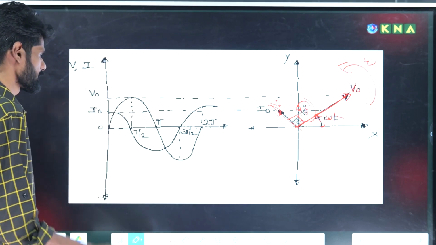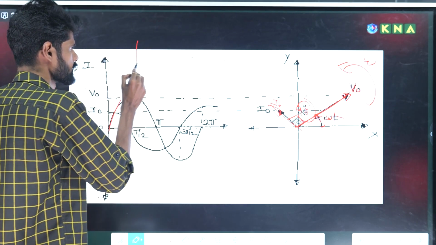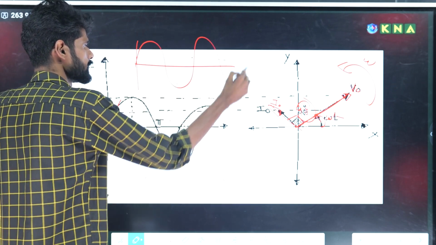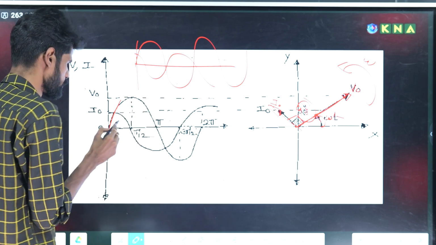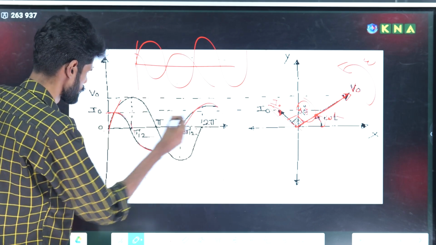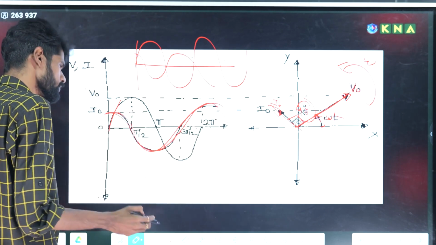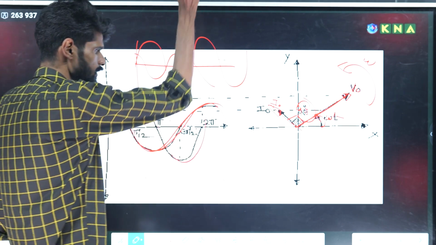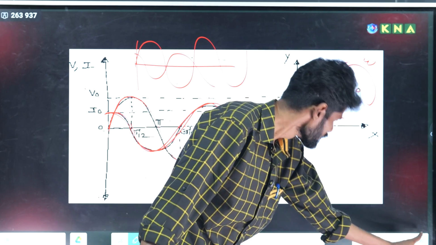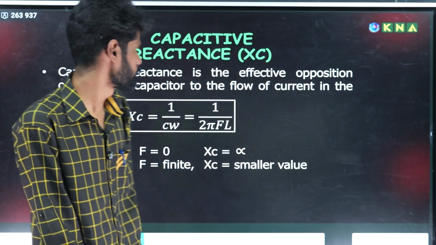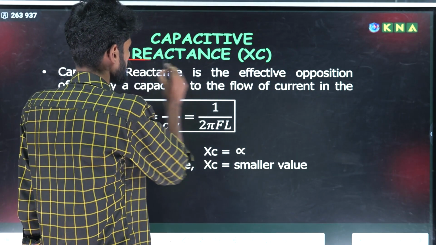Move on to the timing diagrams. This is the voltage, V naught sin omega t. The current is a cosine function, I naught cos omega t. This is the current phasor, I naught cos omega t. This is the voltage phasor, V naught sin omega t. Here the current leads the voltage by a phase difference of pi by 2.